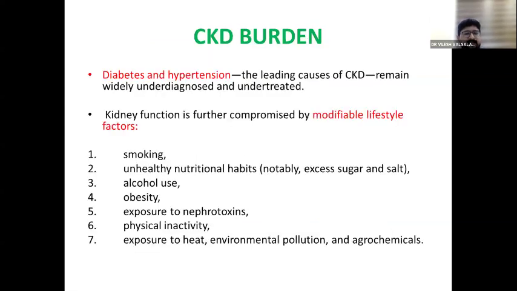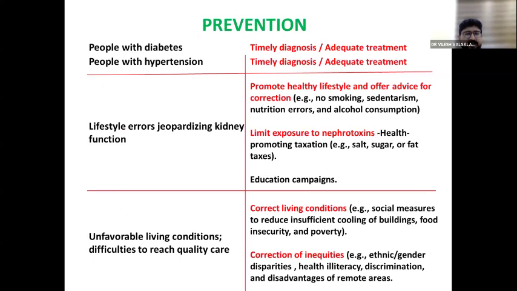As far as CKD burden is concerned, we know that diabetes and hypertension are the leading causes of chronic kidney disease. You have to tell your friends, your relatives, the people around you, and yourself to look into these modifiable lifestyle factors: decreasing smoking, unhealthy habits, alcohol use, obesity, and exposure to nephrotoxins, and increasing physical activity, while limiting exposure to heat, pollution, and agrochemicals. To prevent diabetes and hypertension early, we need timely diagnosis and adequate treatment.